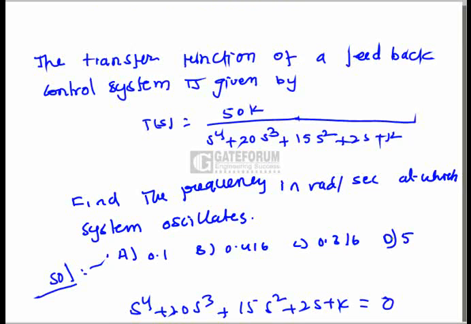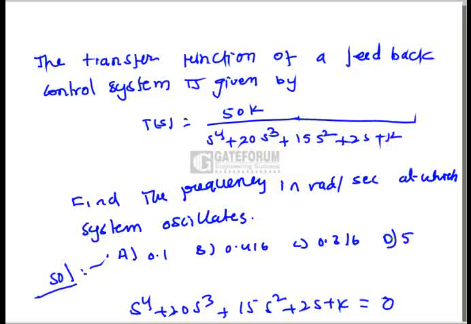The question is, the transfer function of a feedback control system is given, and we have to find out the frequency of oscillations such that the system is marginally stable. If the system is marginally stable, that means the roots are on the imaginary axis, so that's why it will have some oscillations. Now we have to find out that frequency of oscillations. For finding that, first we have to know the transfer function. Directly he has given the transfer function.